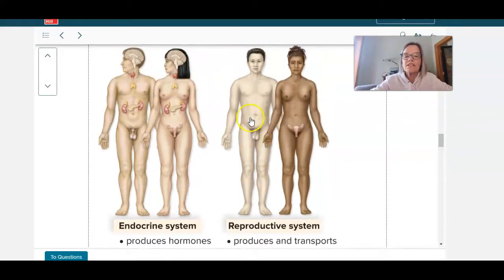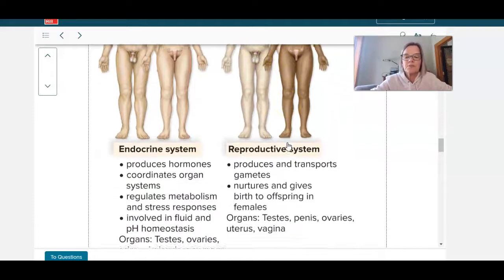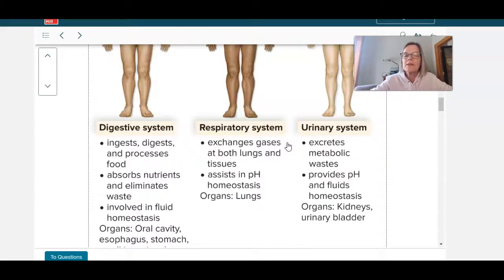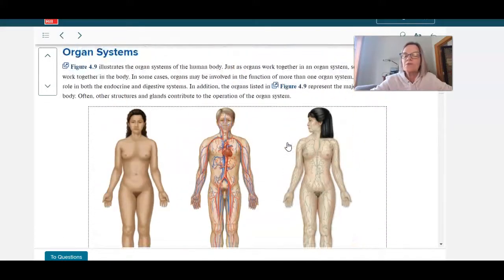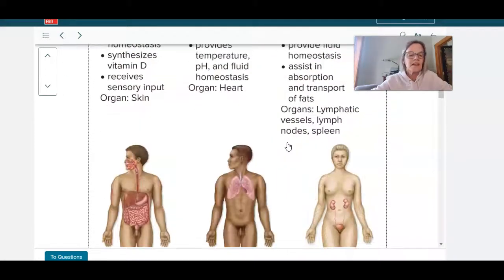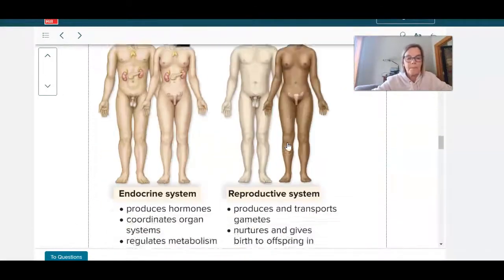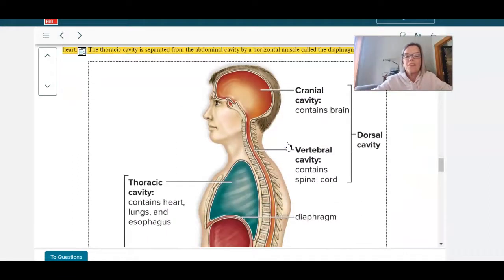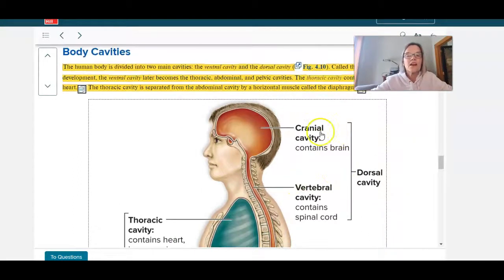Last one, the reproductive system, allows us to continue on as a species, so it helps us reproduce. And so what you should be able to do is name those organ systems and their major function. The other thing I'd like you to be able to do is identify the body cavities.